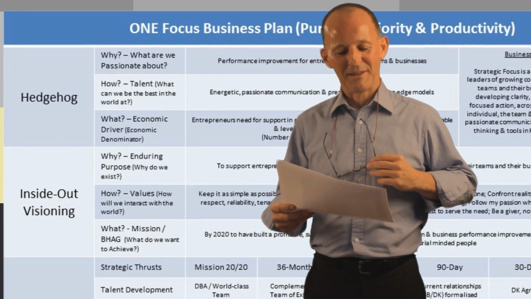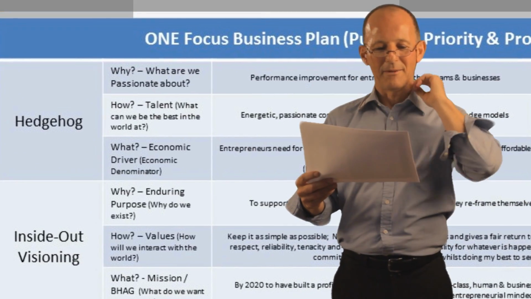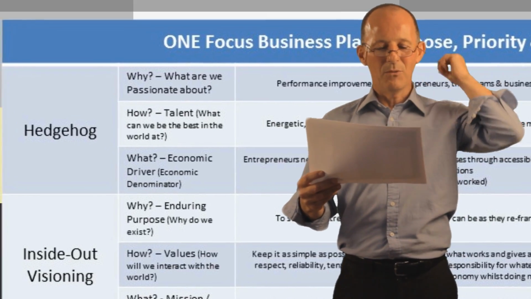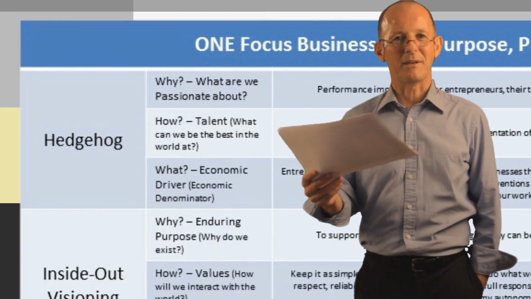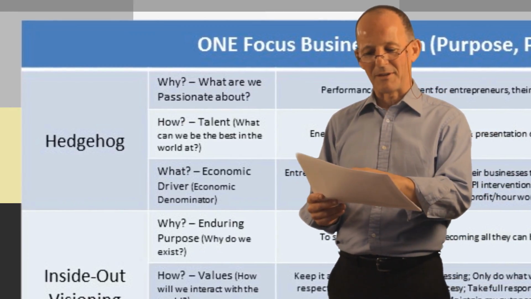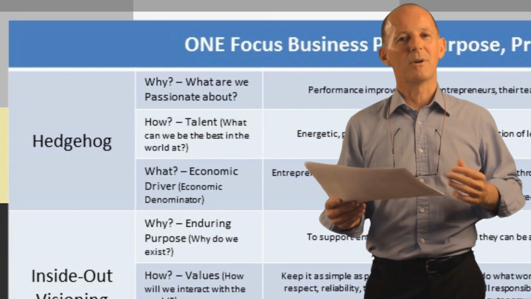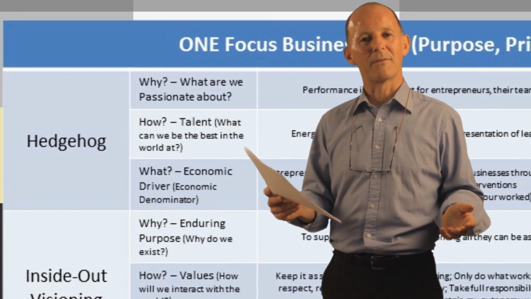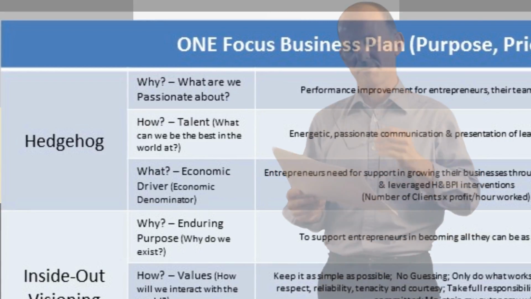You can see here there are three parts to our hedgehog, as we know. There is why, passion; how, world-class talent potential; and what, our economic driver or our denominator. And you can see here I've called this ABC Company 1, 2, 3 plan, but in fact I've extracted pieces from my own company's plan and put it in here as a working example, certainly for part of it, so you have a sense of how it flows.